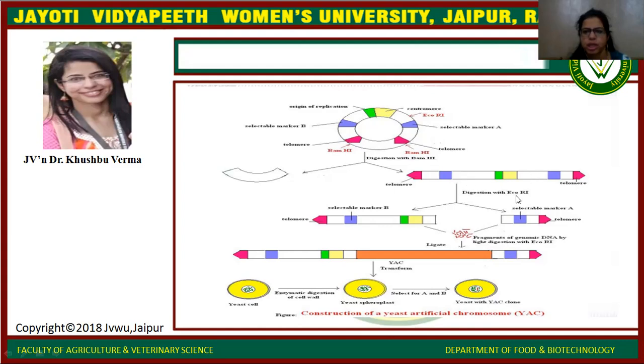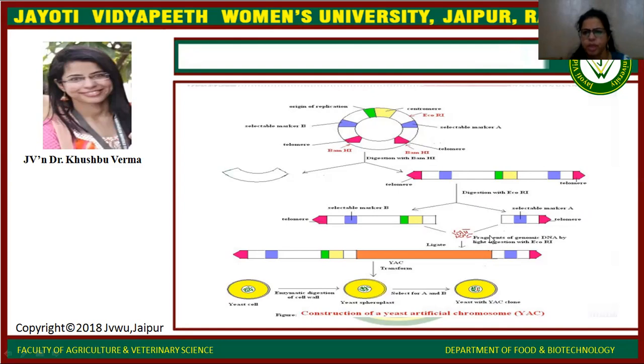EcoRI will cut this region, so a small region will be cut, and the large region will be cut. And this region is having selectable marker B. This region is having only selectable marker B. Both are having telomere region, and the large arm is having centromere region and origin of replication.